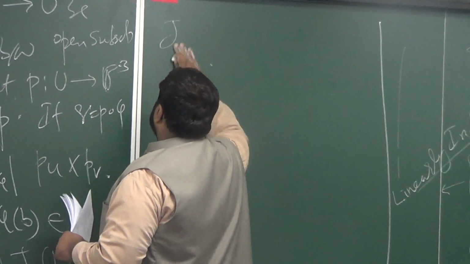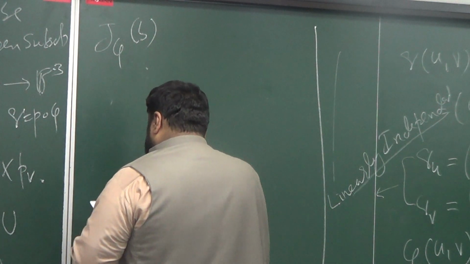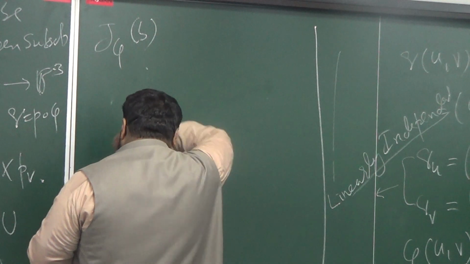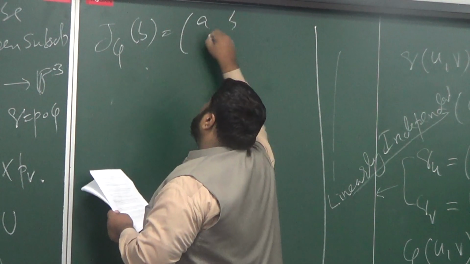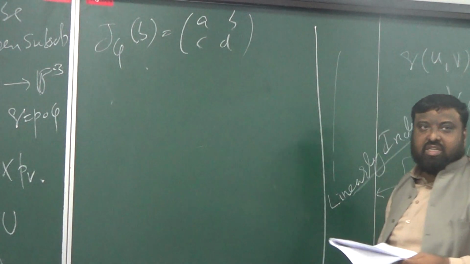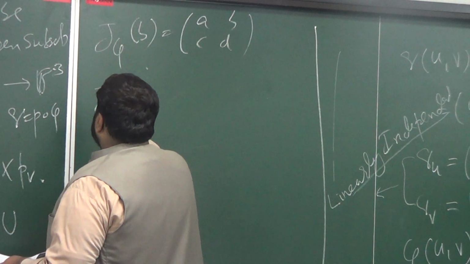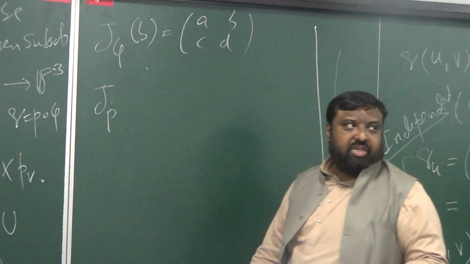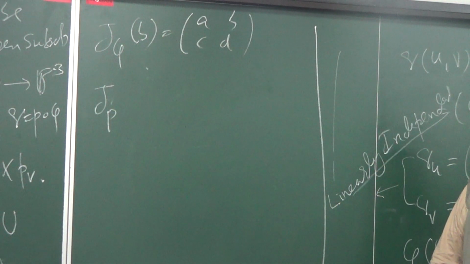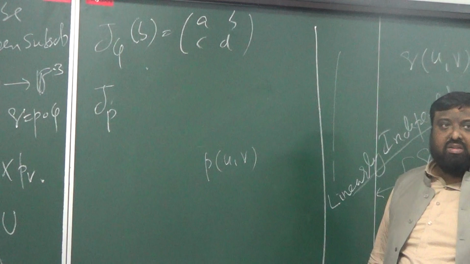So let's give it a name. The Jacobian of phi of B is going to look something like this: A, B, C, D, a 2 by 2 matrix, something that is not known to me. What would be inside the Jacobian of P? P is like a map of P of U, defined through some formula.